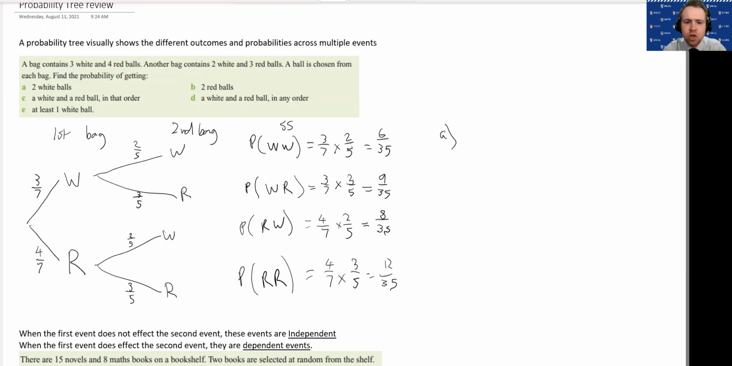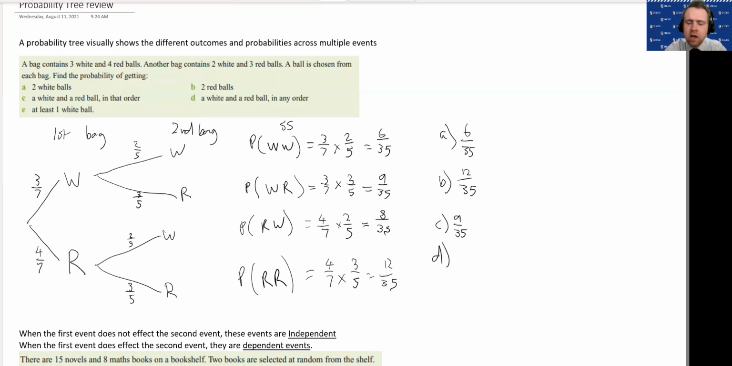So the probability of getting 2 white balls, we know is 6 out of 35. The probability of getting 2 red balls is 12 out of 35. A white and a red ball in that order is going to be 9 out of 35. A white and a red ball in any order.